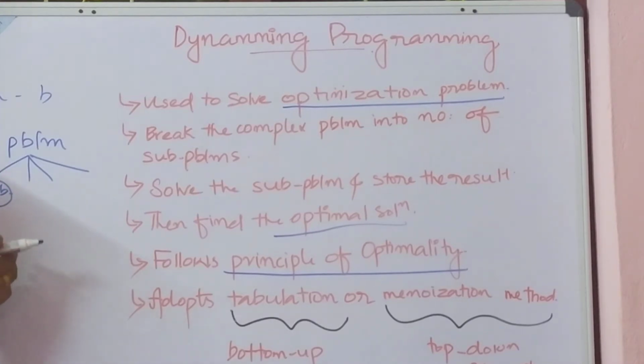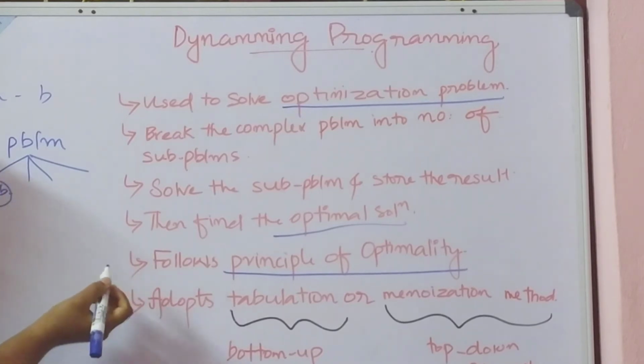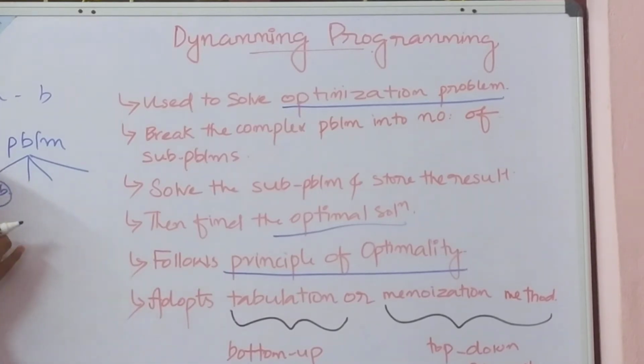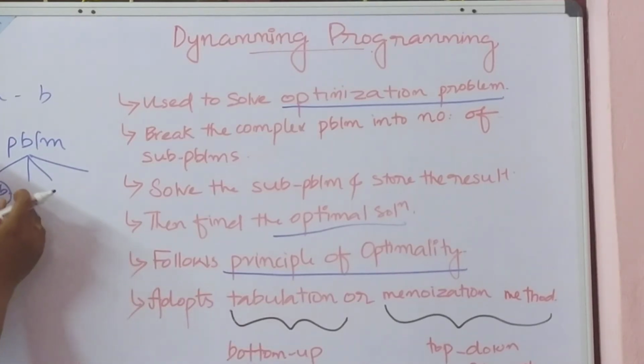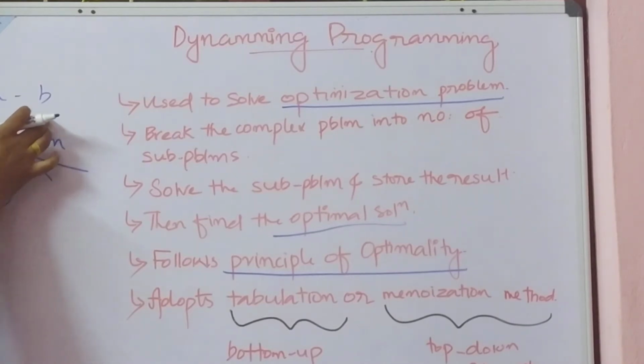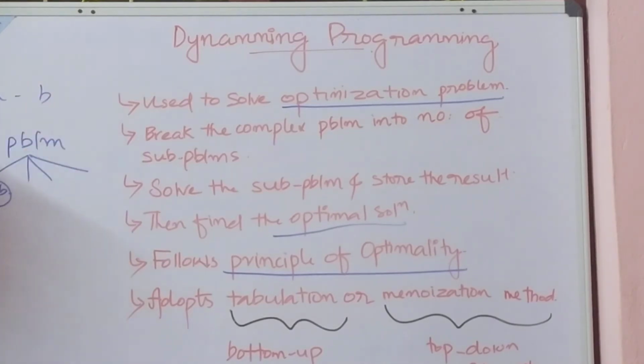So, why are we storing the result of a sub-problem? We store it because if the sub-problem comes again, we can simply use the stored result. So the cost of computing the sub-problem again will be reduced. That is why we store the results of sub-problems using a memory-based data structure.